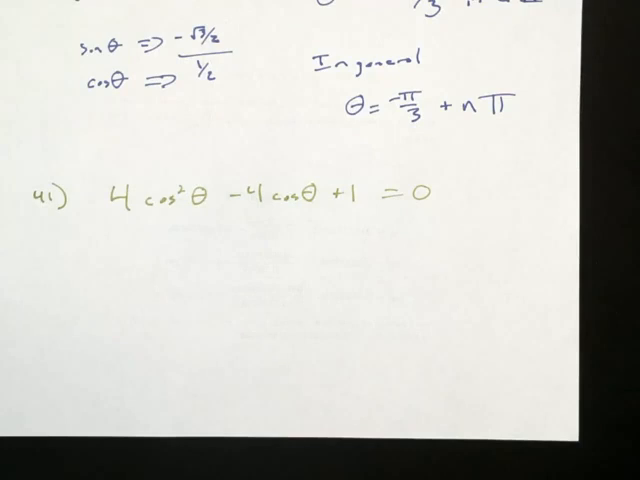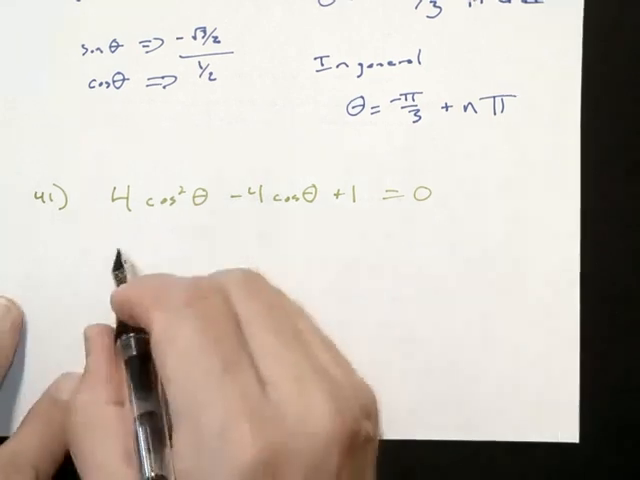I see a cosine squared and a cosine. Rather than drop an F-bomb, my brain says this is a quadratic. But it's a quadratic in cosines. So I'm going to make a simplifying substitution. I'm going to make this look nicer, so I can do the algebra in a nicer way.